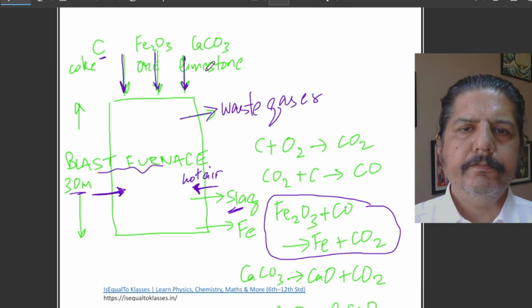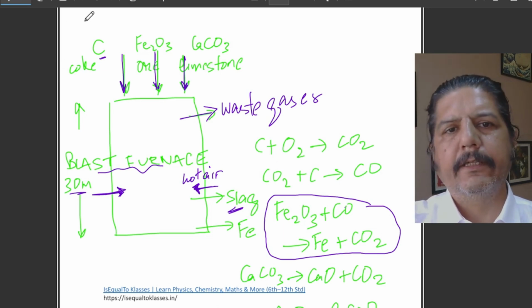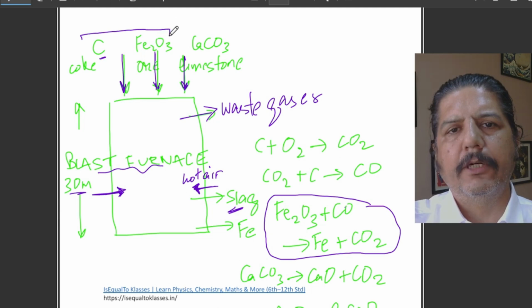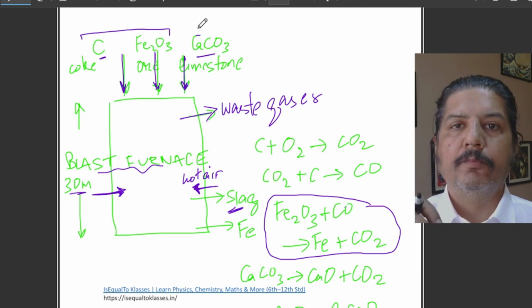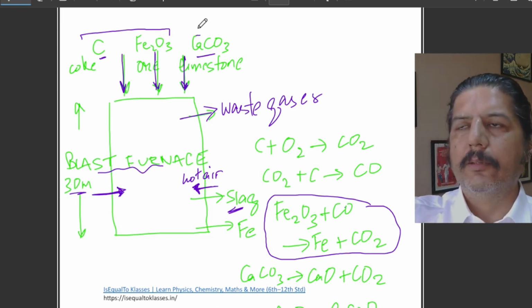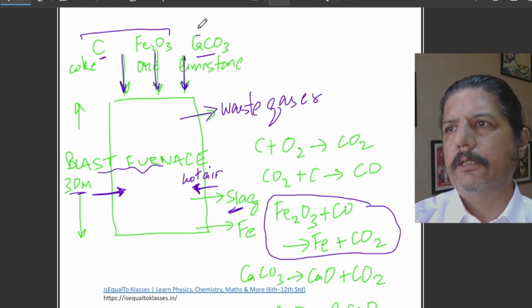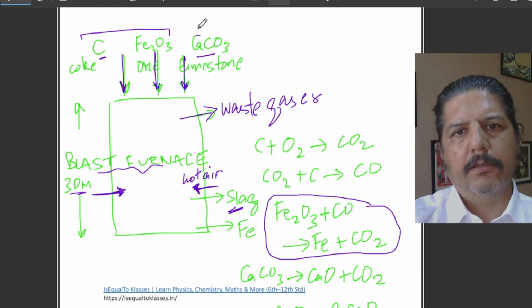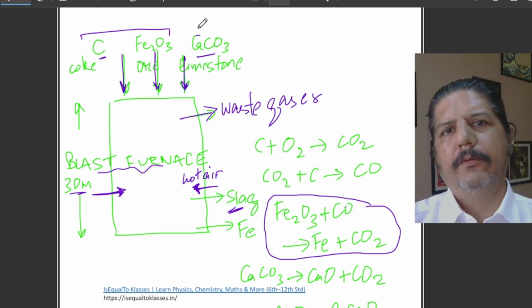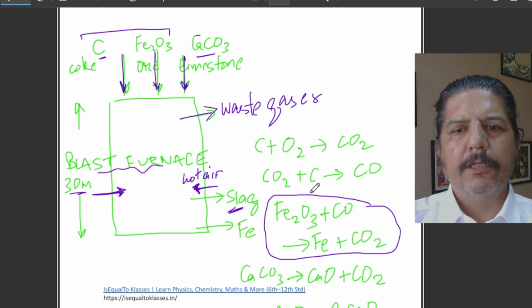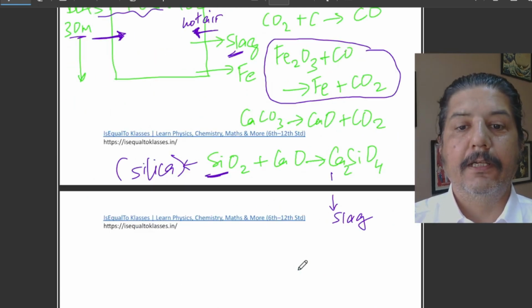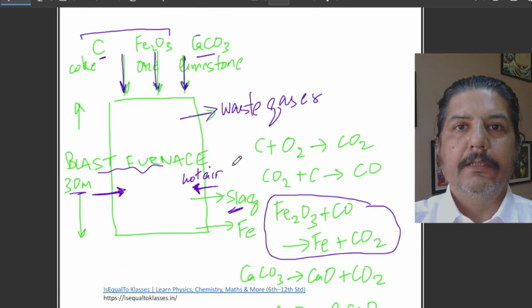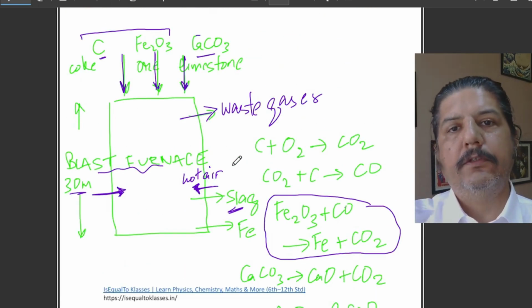Now, the interesting thing is that the reactions take place between these two entities. The limestone is just there to remove the impurities which come with the ore. The main impurity that comes with the ore is silica, SiO2. So remember, this limestone part is just here to take care of the impurities which come with the ore.